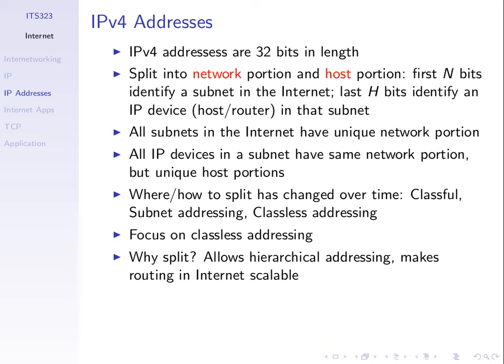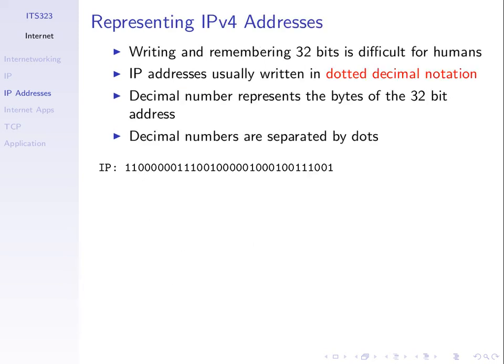And over time, the way that IP addresses have been used has changed in how to split the addresses into network and host portion. We're focusing on the main one used today. It's called classless addressing. You'll make sense of some of those types of addresses. The original style, classful, I think you may recognize as we go through the examples, but we'll just explain classless addressing, just to cut down on time. We'll see why to split in a moment, after we go through how.